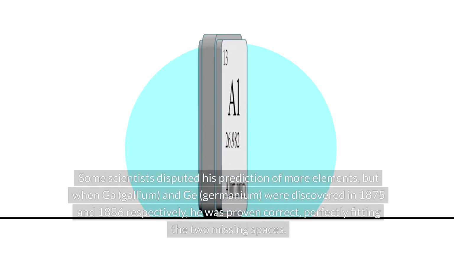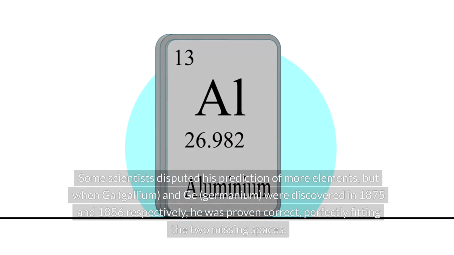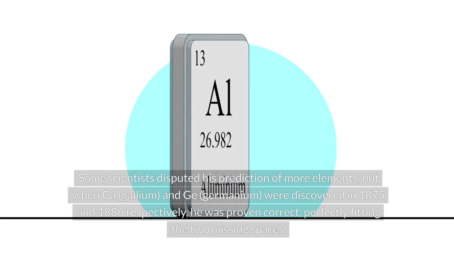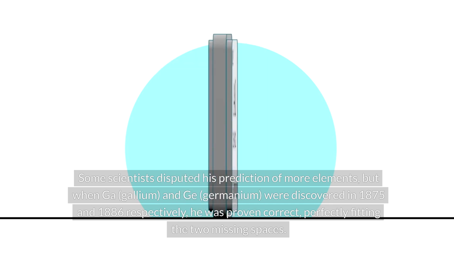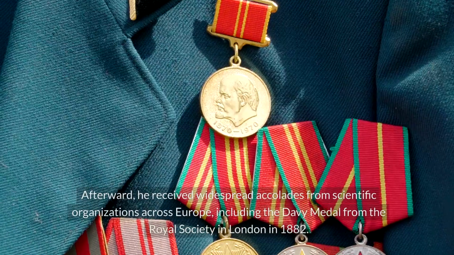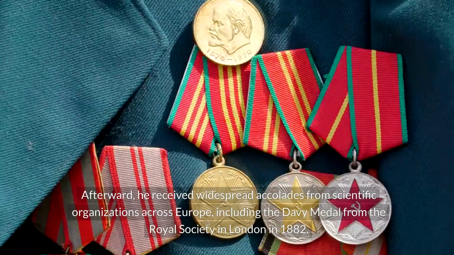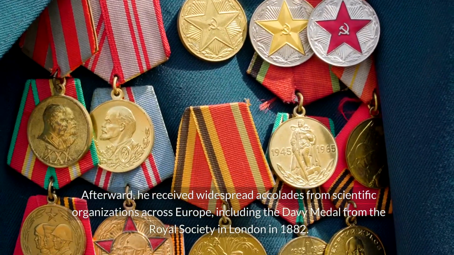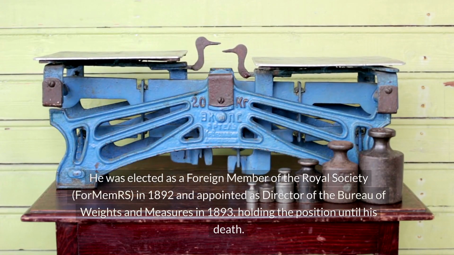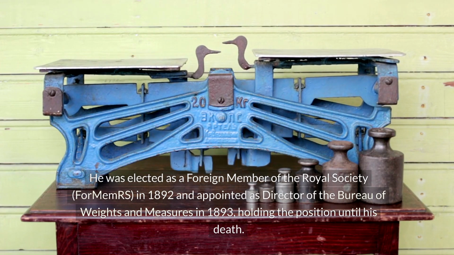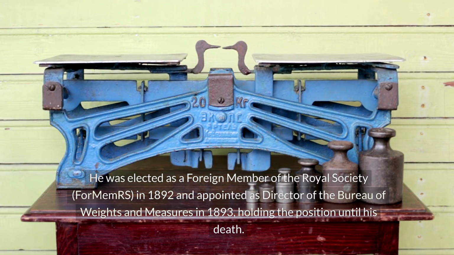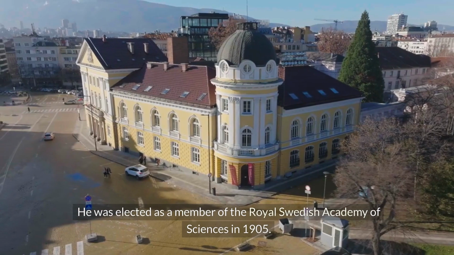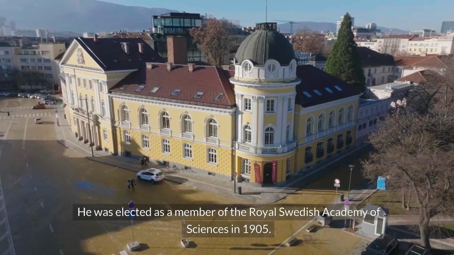Some scientists disputed his prediction of more elements, but when Ga, gallium, and Ge, germanium, were discovered in 1875 and 1886 respectively, he was proven correct, perfectly fitting the 2 missing spaces. Afterward, he received widespread accolades from scientific organizations across Europe, including the Davy Medal from the Royal Society in London in 1882. He was elected as a foreign member of the Royal Society, ForMemRS, in 1892 and appointed as director of the Bureau of Weights and Measures in 1893, holding the position until his death. He was elected as a member of the Royal Swedish Academy of Sciences in 1905.